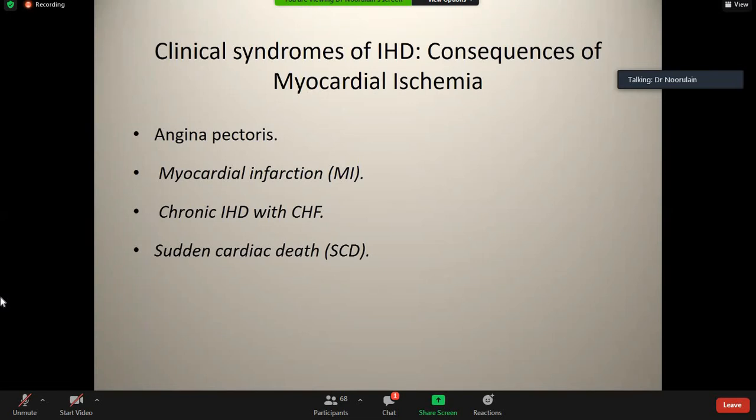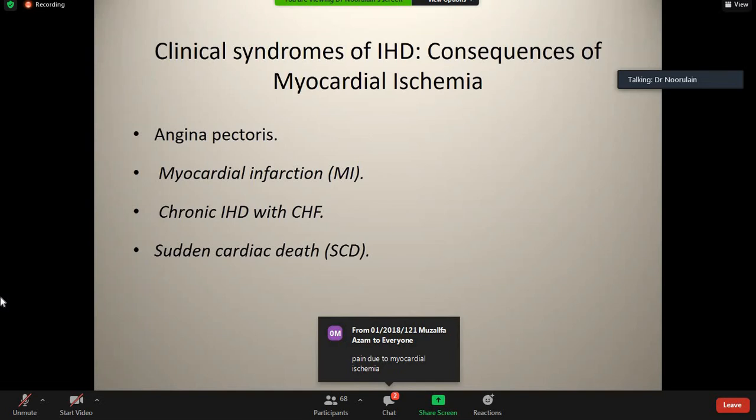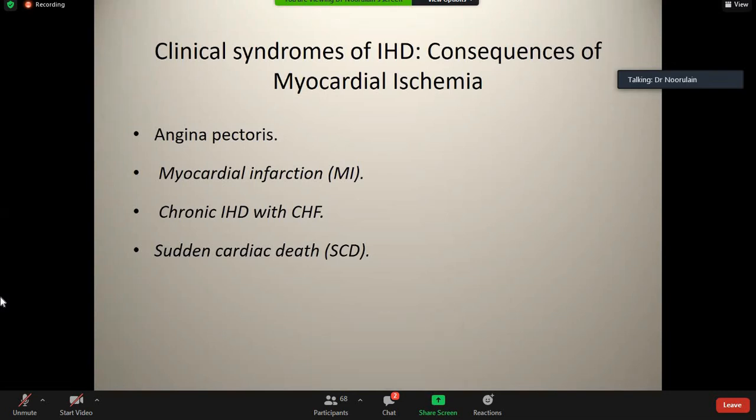Angina pectoris is a chest discomfort caused by myocardial ischemia. After 15 minutes, angina leads to the MI. Very good, you all are right. Angina pectoris is the discomfort of pain in the chest, and it is due to myocardial ischemia.